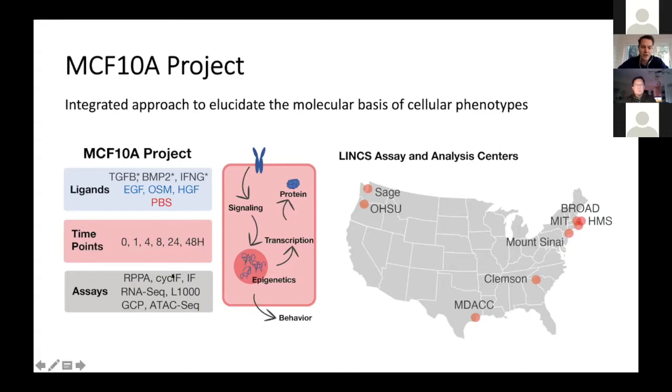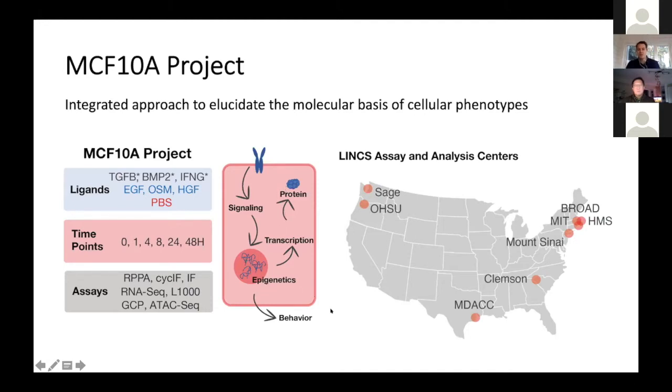cyclic IF, which stands for immunofluorescence, so we can begin to track the behavior of the cells, RNA-seq, L1000, both transcriptome-based readouts, and GCP and ATAC-seq, which are both epigenetic readouts. And the idea is we can begin to track these signals from these high-impact ligands through the different types of biological information, including changes in protein phosphorylation through signaling, changes in transcription, changes to the epigenetic landscape of cells, including changes in protein and behavior.